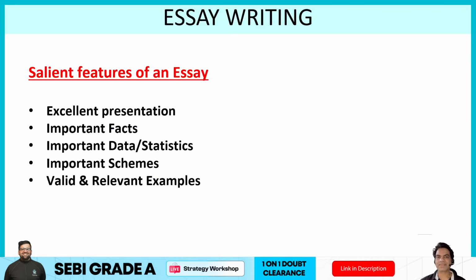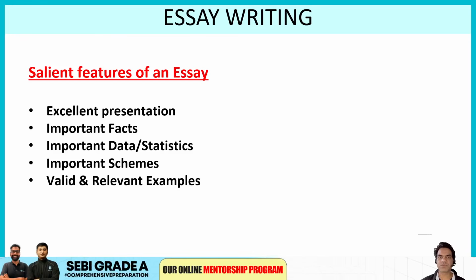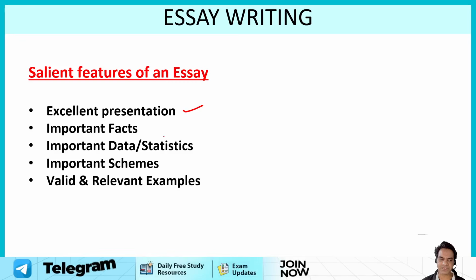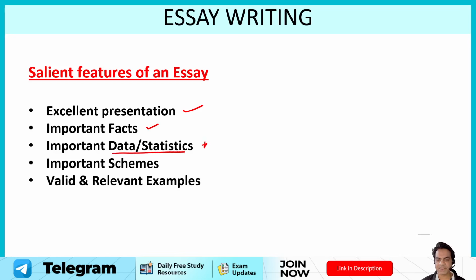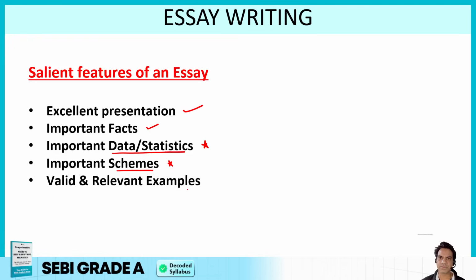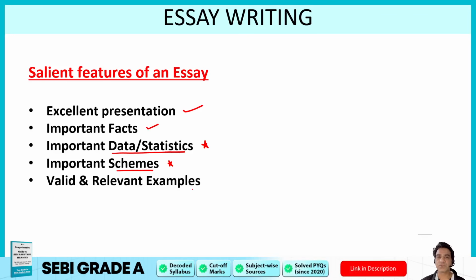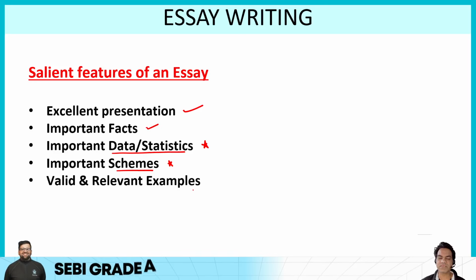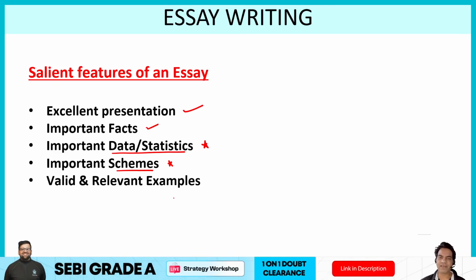Right. So guys, let's talk topic wise. What are the salient features that you should be focusing upon in individual questions? For example, in essay writing, what are the salient features of an essay? Excellent presentation, important facts that you need to remember on that particular topic, important data and statistics, very important guys, start preparing for them. Important schemes, I think you would be preparing for them already, so retain them so that you can use them. For example, Pradhan Mantri Jan Dhan Yojana or Kisan Vikas Yojana or Ujjwala Yojana. So you need to remember all these schemes and yojanas, right? And then valid and relevant examples.